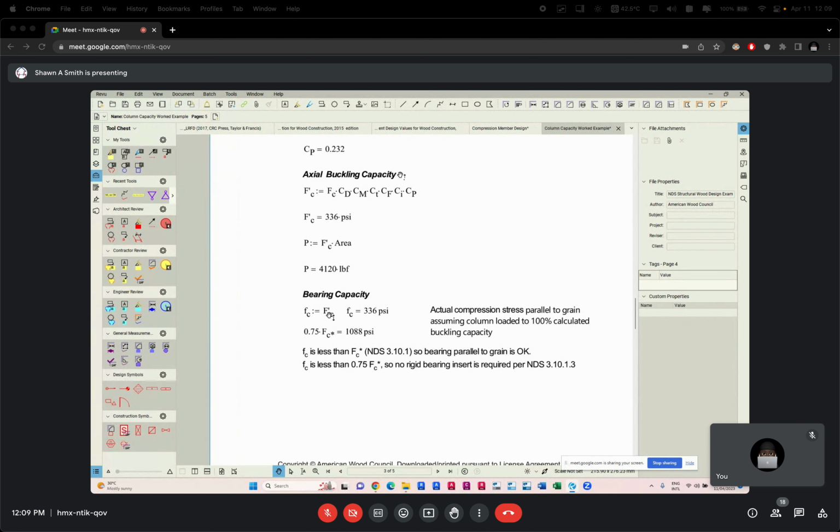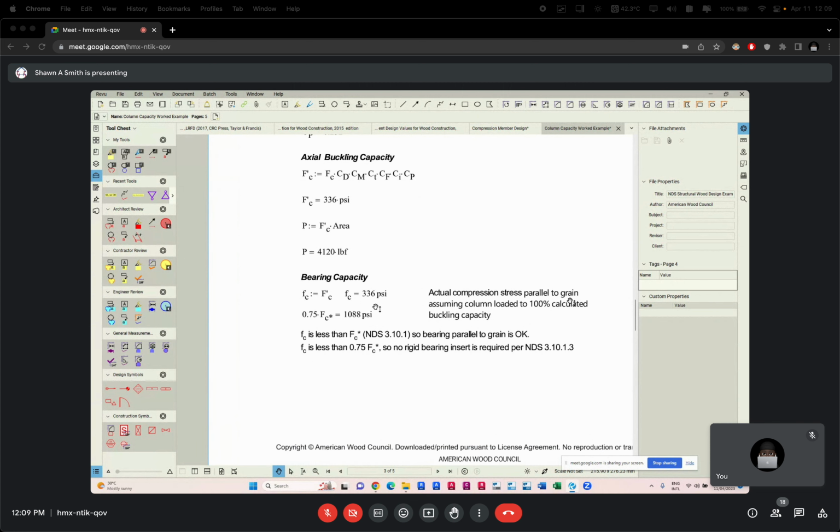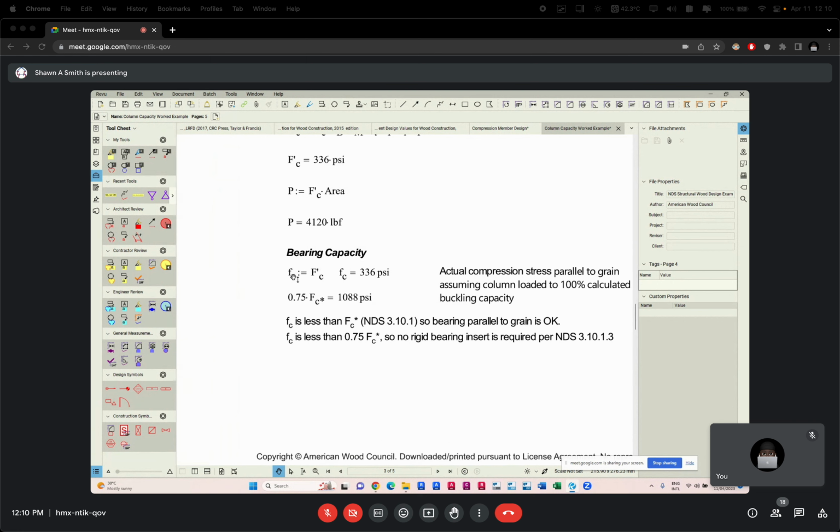And then we check buckling, which would be all of this. So it's a similar thing, really. It says actual compression stress parallel to the grain, assuming column loaded to 100% calculated buckling capacity. So let's see what I did here.